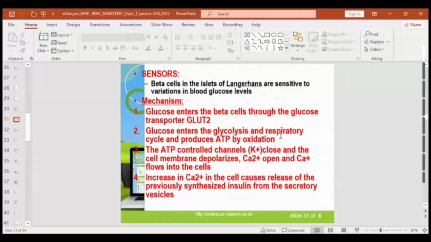We know from our previous section that calcium tends to be extracellular, a cation in this case. So the depolarization will cause the opening of the calcium channels. Once the calcium channels open, calcium will flow in down its concentration gradient. And once inside the cell, it causes the release of the previously synthesized insulin.